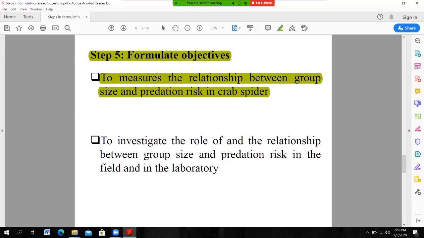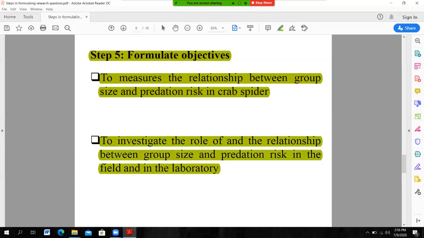risk. Or we can also formulate an objective to investigate the role of and the relationship between group size and predation risk in the field and the laboratory setup. So this is another type of objective. So in step 5, you will formulate objectives, and you know that in the previous lecture we have discussed that objectives should always start from these words: to measure, to investigate, to find out, to study. So these types of words may be used.